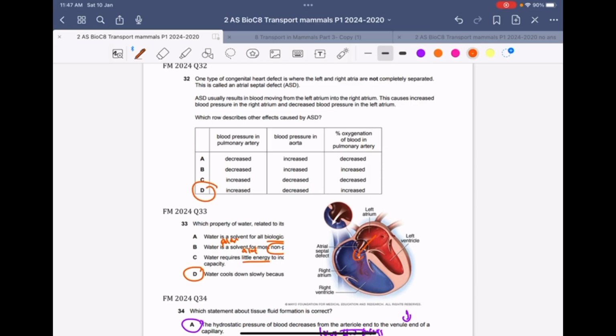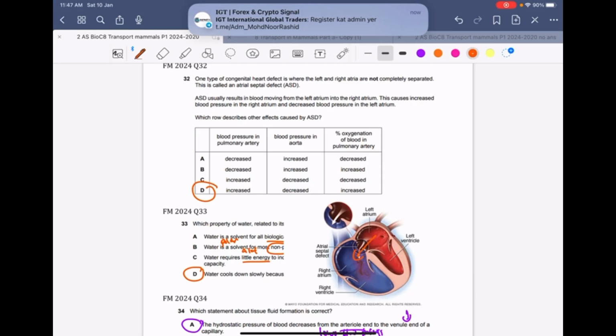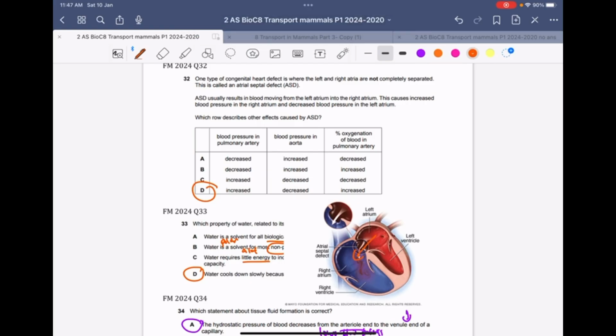The blood pressure in the pulmonary artery will increase because more blood enters the right ventricle, entering the right atrium. So the blood pressure increases because of the increase in blood volume, and the blood pressure in the aorta will decrease because some of the blood leaks into the right atrium. And there will be an increase in the oxygenation of blood in the pulmonary artery because the left side has oxygenated blood. So let's say it's D.